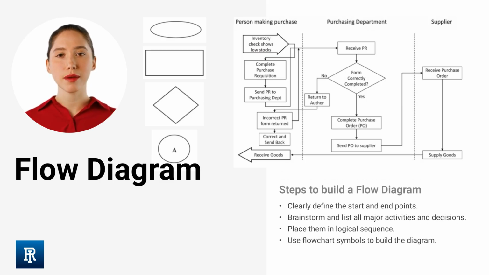Now, in terms of steps to build a flow diagram, you must first clearly define the start and end points. Next, brainstorm and list all major activities and decisions. Then, place them in logical sequence. And finally, use flowchart symbols to build the diagram. This tool is practical for identifying where problems occur, where delays build up, and how handoffs happen between departments.